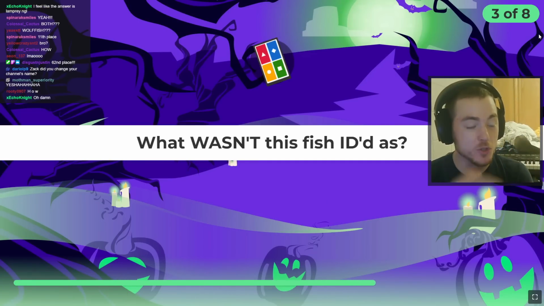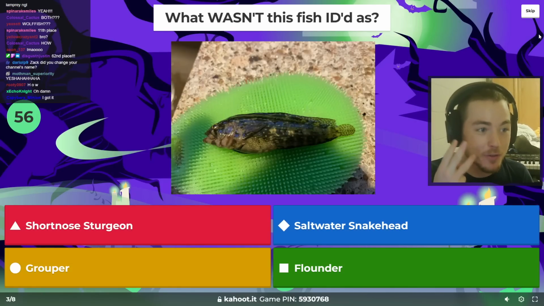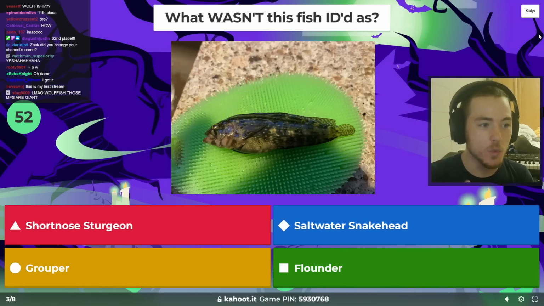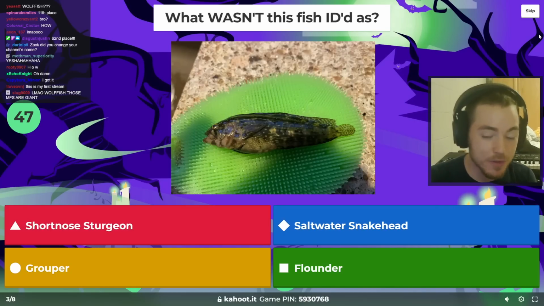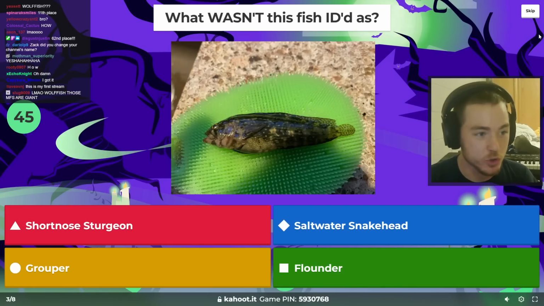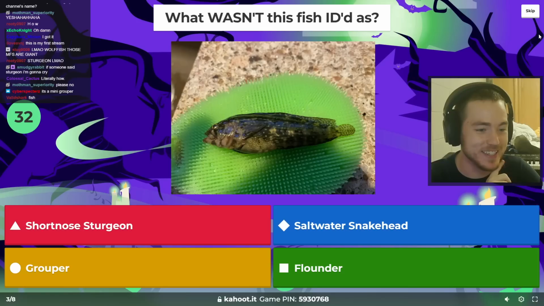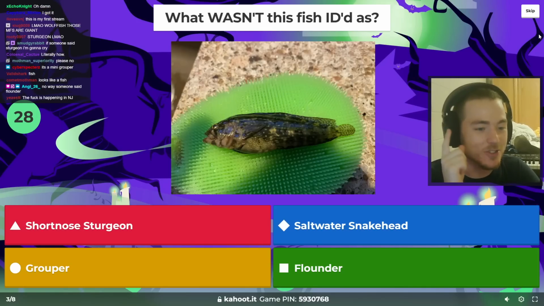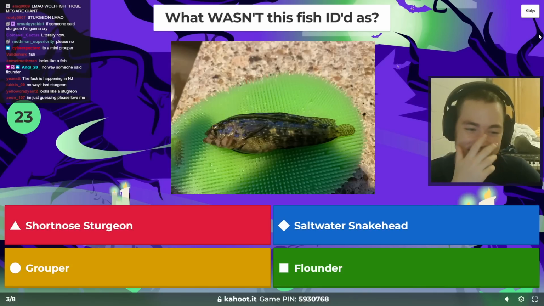This is a reverse question. What wasn't this fish ID'd as? So three out of the four possibilities for this fish were put in the comments. Which one wasn't? Which of these is fake? Which of these did I make up? Consider the fact that three out of the four of these were genuine attempts at identification of this fish. There's only one of these that was not a genuine attempt. No way someone said flounder. I don't know, man.